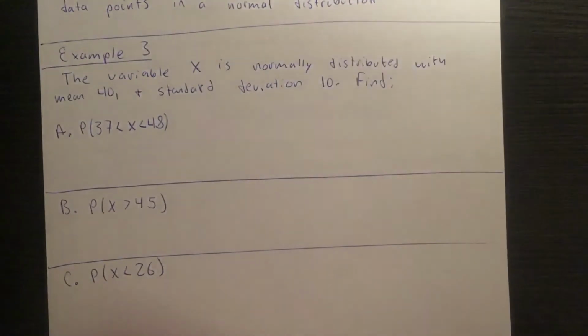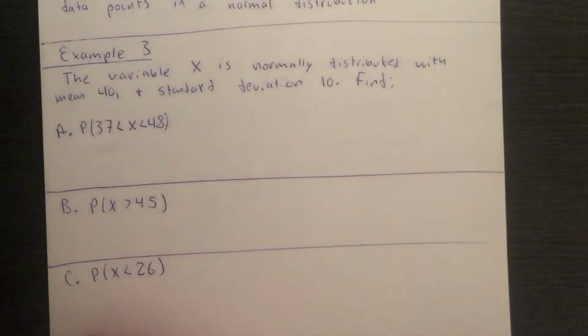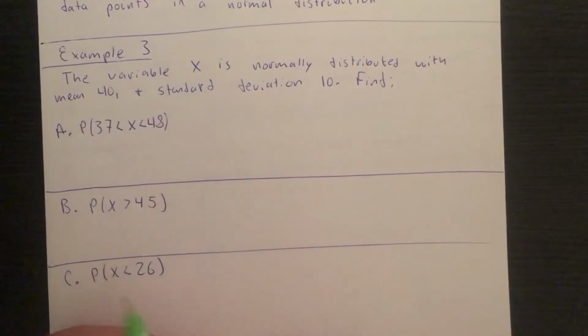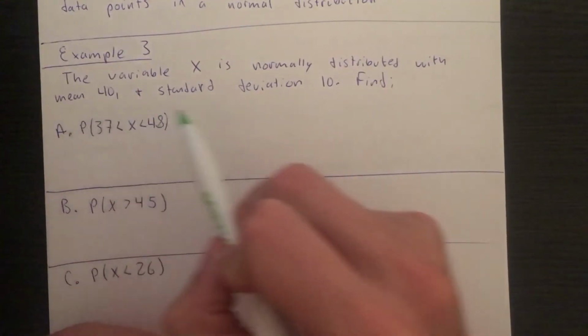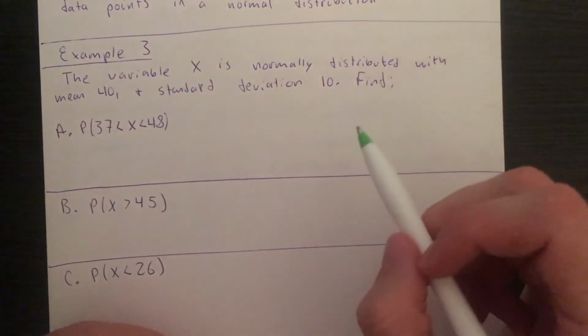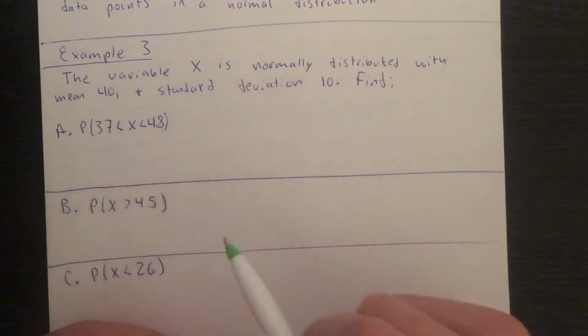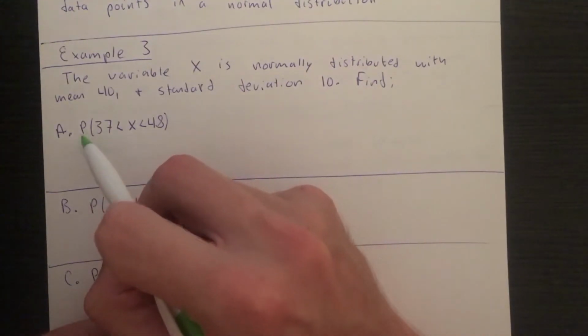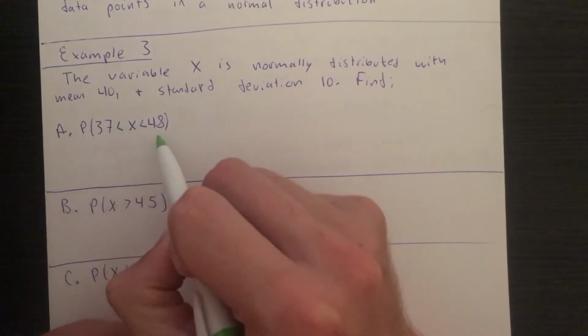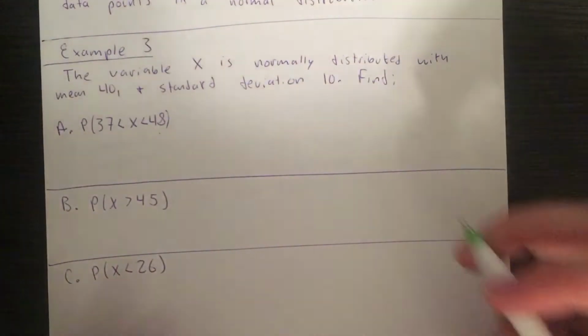So basically what we're going to look at today is when we're trying to calculate things that are not perfect z-scores. So we've got the variable x here is normally distributed with a mean of 40 and a standard deviation of 10. And so what we're going to do is find a couple of different things. The first thing is to find the percentage of things that are between 37 and 48. X is between both of those things.